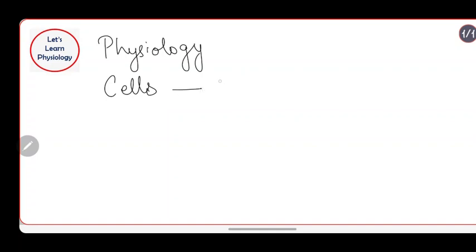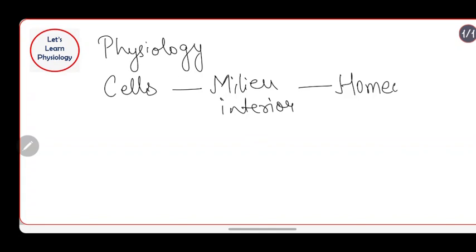Then we saw how a constant internal environment, called the milieu interior, is maintained inside our body, and hence we came to the phenomenon of homeostasis. We just had a brief look at this phenomenon, and today we will continue from here and try to understand it in some detail. All right, so let's understand it once again.